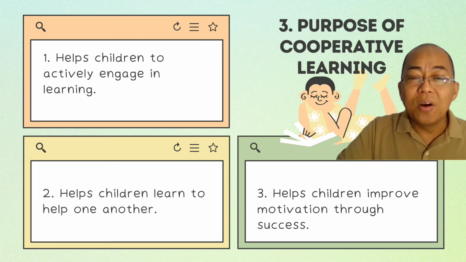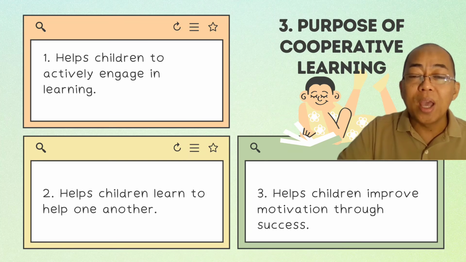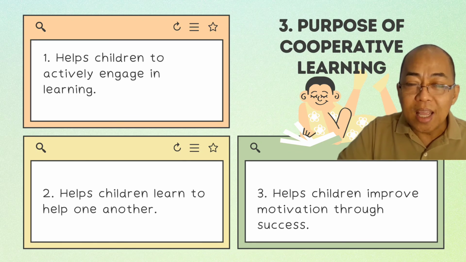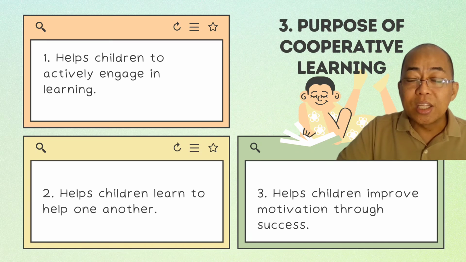Okay, once again, I would like to emphasize the three purposes, at least for this session, of cooperative learning. Why do we use cooperative learning? Number one, because it helps to actively engage more children in learning. So again, the emphasis here is that the students are responsible for their own learning. So cooperative learning is a student-centered approach. The center of the whole learning experience is the student, not the teacher.